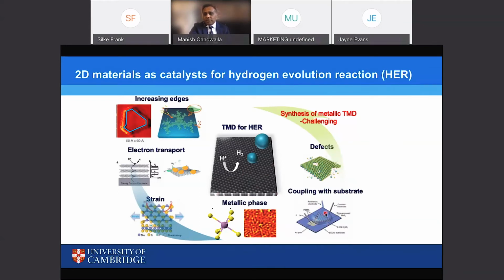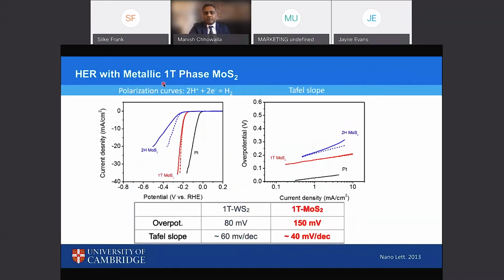We've also shown that the coupling of the catalyst with the catalyst support, typically carbon, is also very important in optimizing the performance. And we've also studied defects. And so our work on metallic phases of MoS2 and other TMDs for HER has led to other studies. But here's just a summary of one of our initial reports published in 2013.